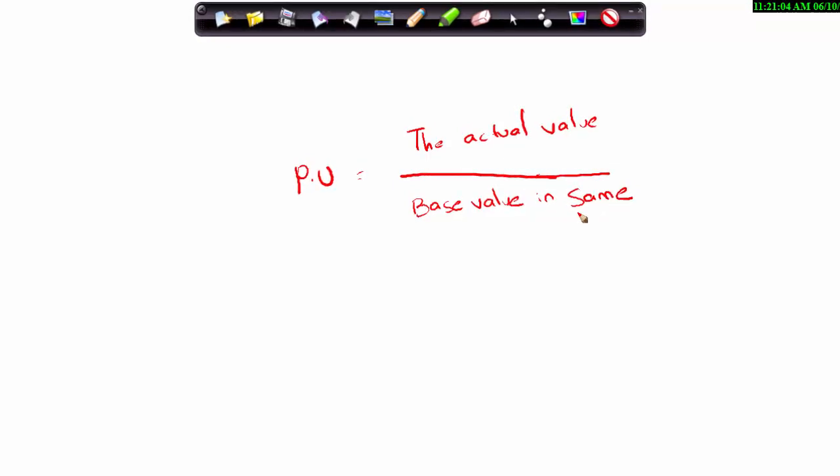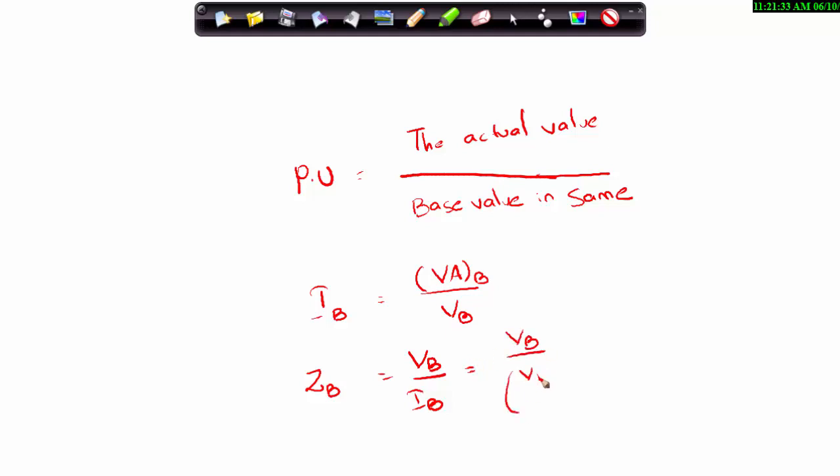Now suppose you want to represent the base current, say IB. It can be represented as volt ampere base to the voltage base. If you want to represent the base impedance ZB, ZB is simply voltage base by current base, which can be represented as VB base by VA base. So the VB will go to the top, and it is written as VB square by VA base.